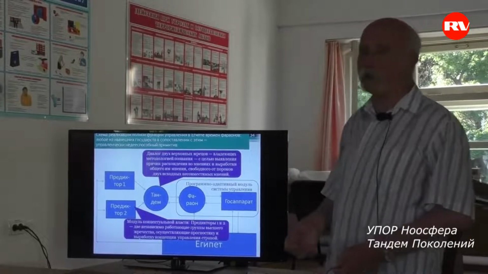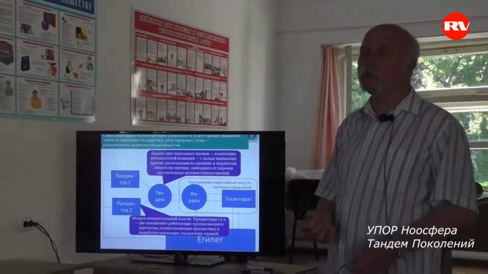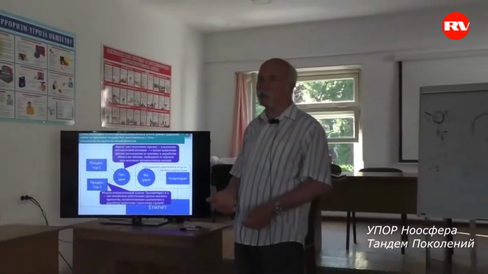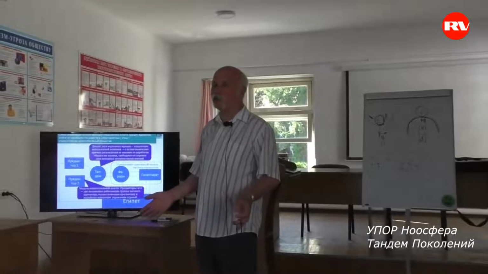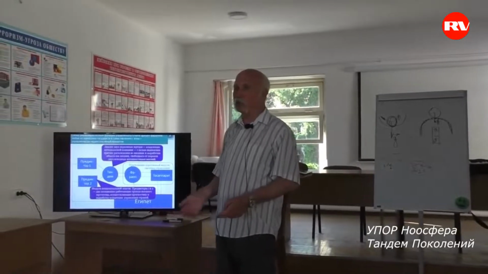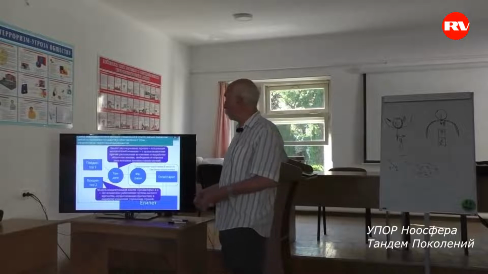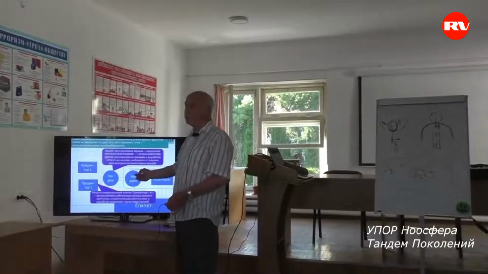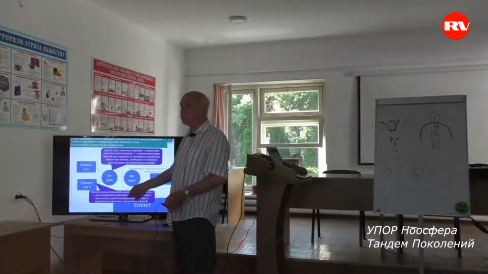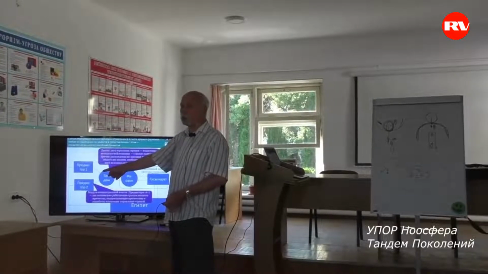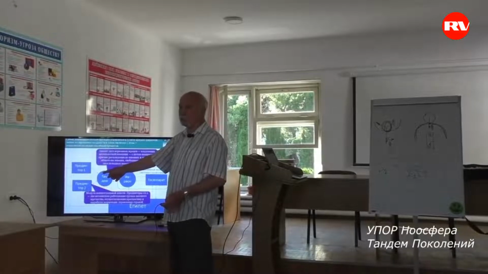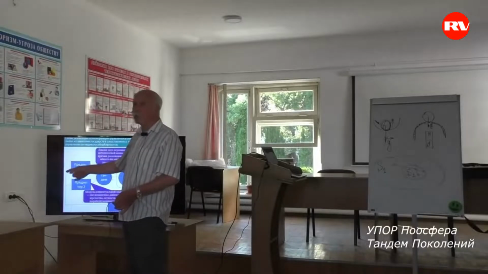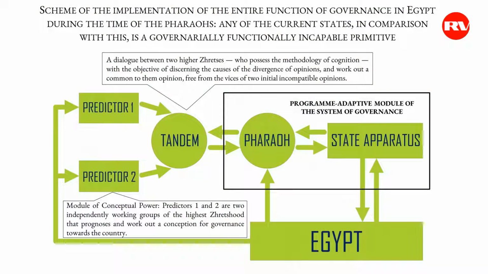All that is required is that people would master the methodology of cognition and creativity and would have no claim to personal copyright. That is, the position, "I am a great Jrec and you are all nothing." It does not work here. This is an immediate loss of governance. Further, the pharaoh is a program-adaptive module of the system of governance, and he governs it. He is responsible before the Jretzhood. But he is also initiated. Therefore, in the processes of working out of the conception, he also takes some part.